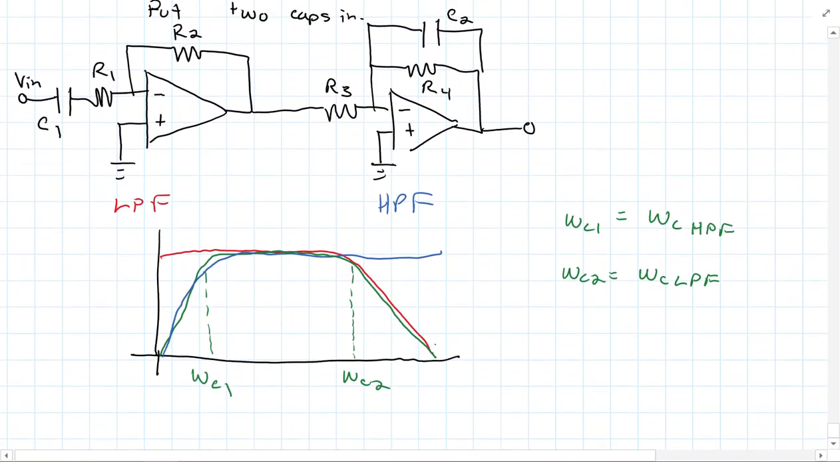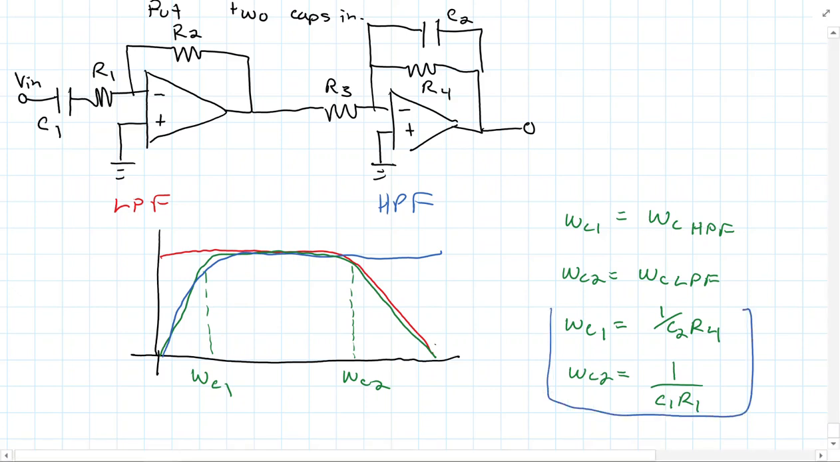So what do we have here? If we look at this circuit here, omega C1 is the cutoff for the high pass filter. So this would be 1 over C2R4 because it's the high pass filter. And omega C2 is the cutoff for the low pass filter. So omega C2 would be 1 over C1R1. Okay, so those are my cutoff frequencies. So let's kind of box those.